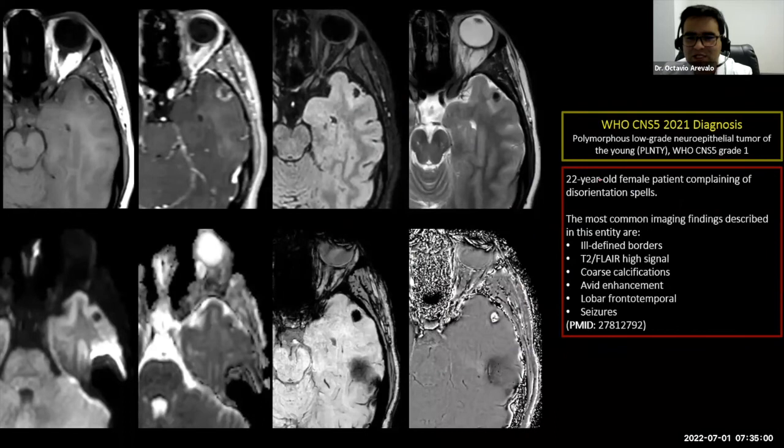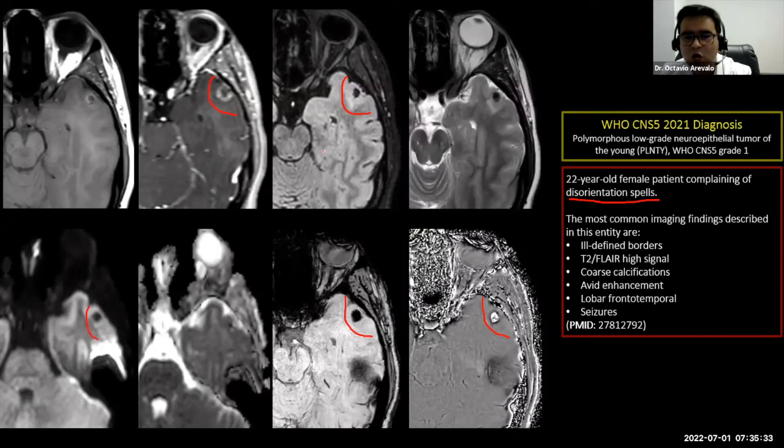This is a 22-year-old female patient complaining of disorientation spells. And here you see that there is a T2 FLAIR hyperintense mass-like lesion at the left anterior temporal lobe that shows a little rim of enhancement around a central area of calcification that you can see here in the SWI. You see that? And there is no associated restricted diffusion.